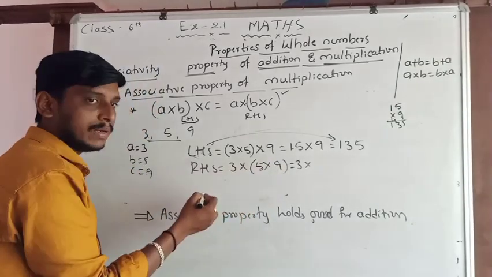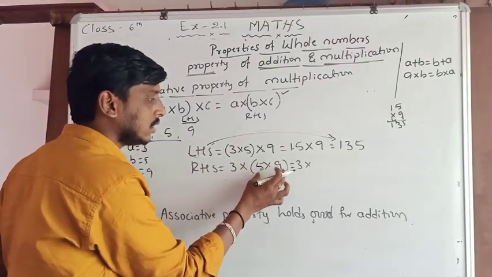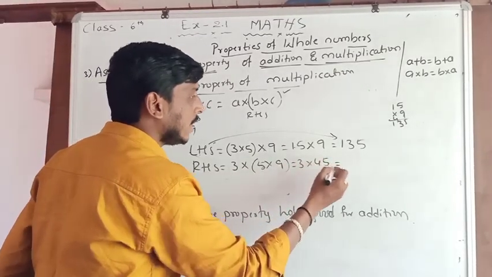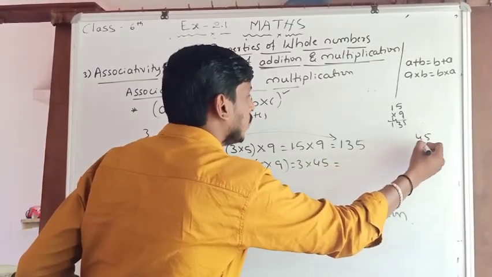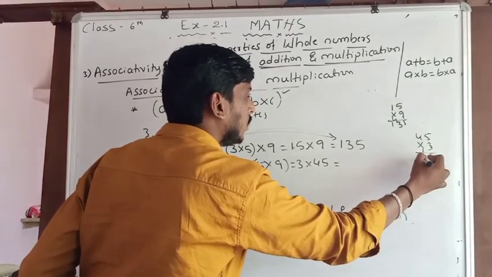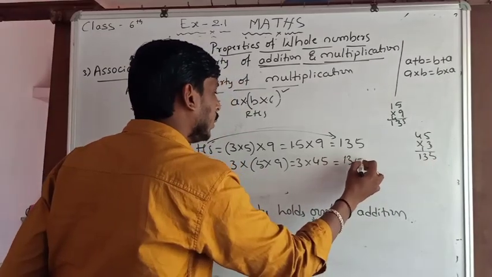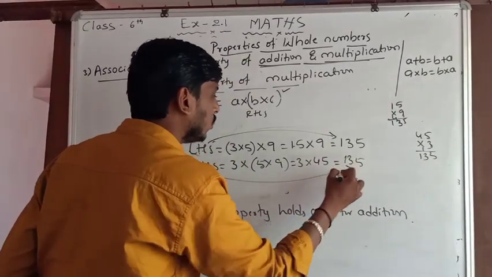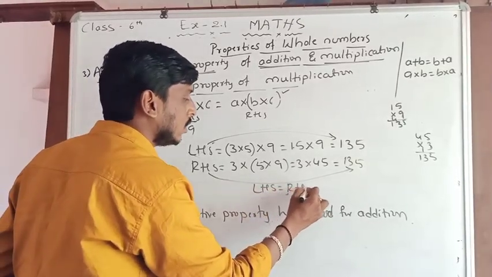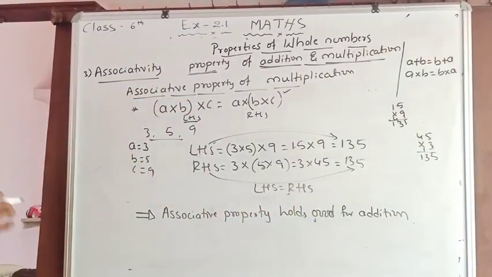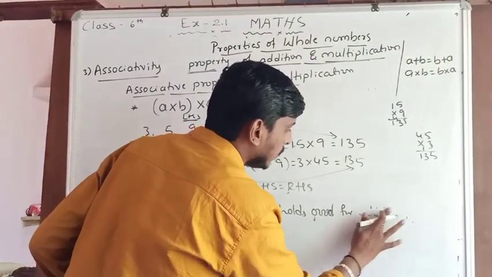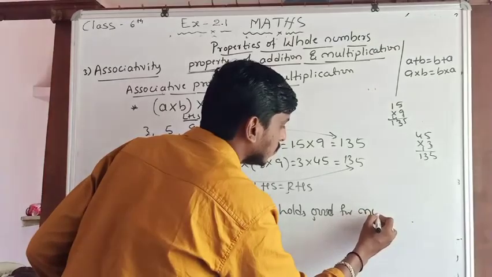First always open the bracket. The bracket value should be calculated. 5 nines are how much? 45. So now 45 times 3. 3 fives are 15, 3 fours are 12, 12 plus 1, 13. 135. Here for multiplication also you got LHS equals RHS. Therefore, the associative property holds good for which operation? Multiplication.